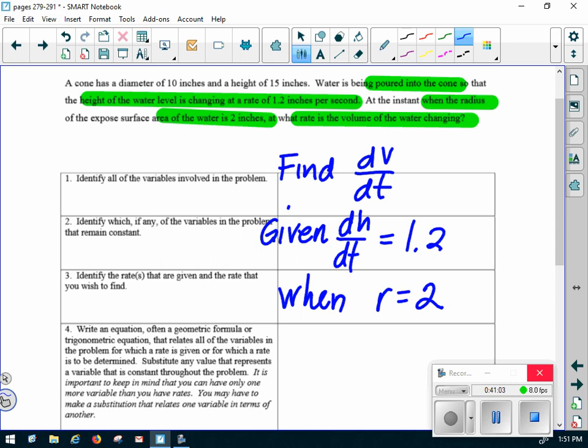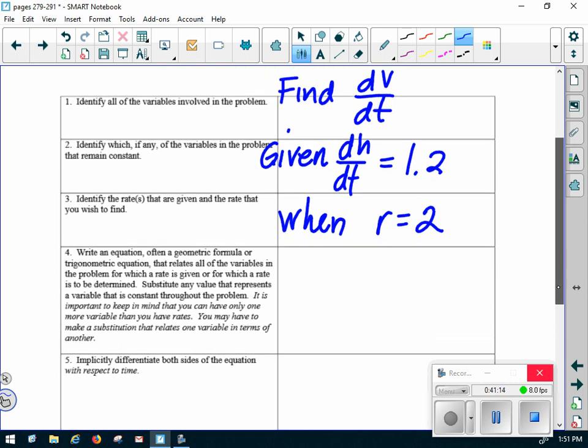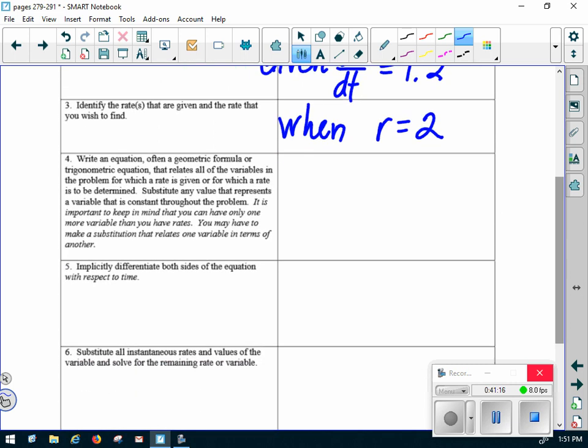We need a formula for dV/dt, a formula of a cone. And if you can't remember, look on the front page. Volume is 1/3 pi r squared h.